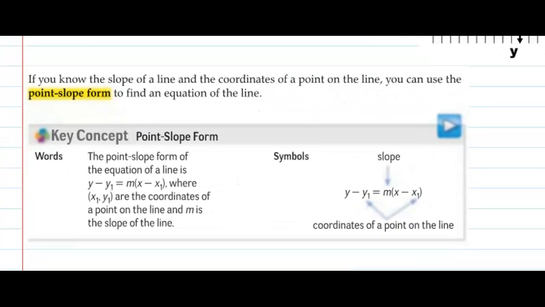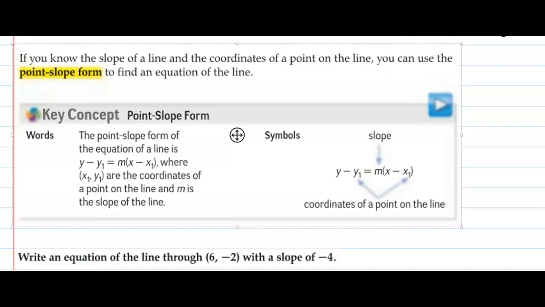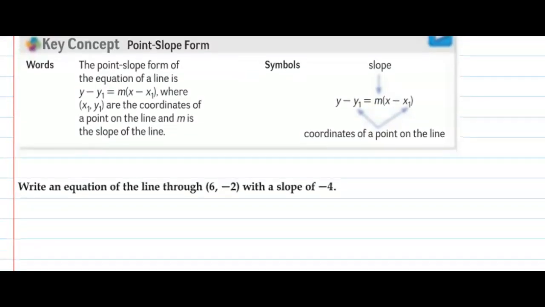We have another form of a line called point-slope form. Just like the recipe suggests here, the ingredients are a point and a slope. And that's precisely what we've been given. I recopied the example right down here as well. We've been given this point that's not a y-intercept and the slope.